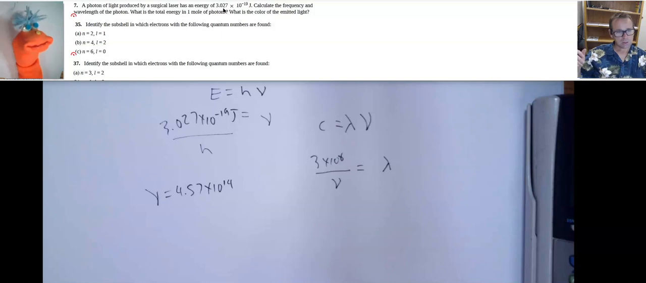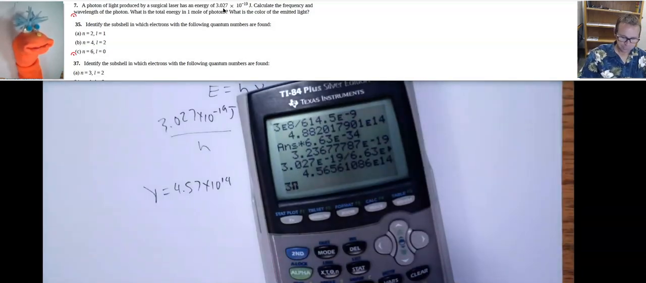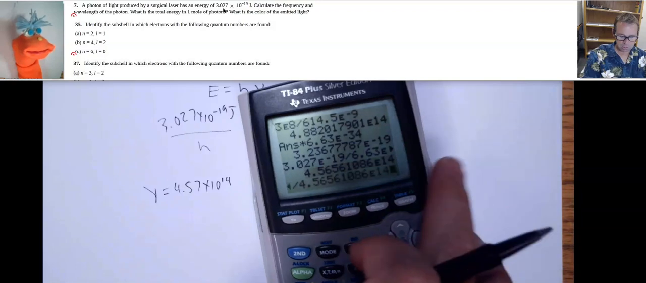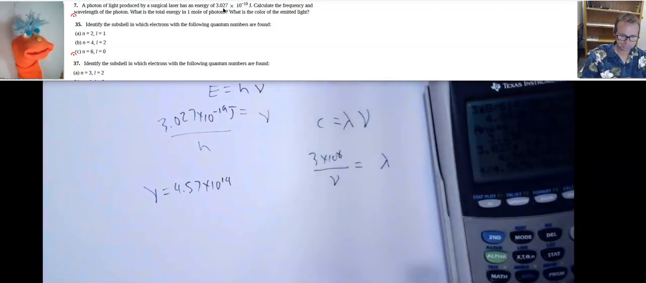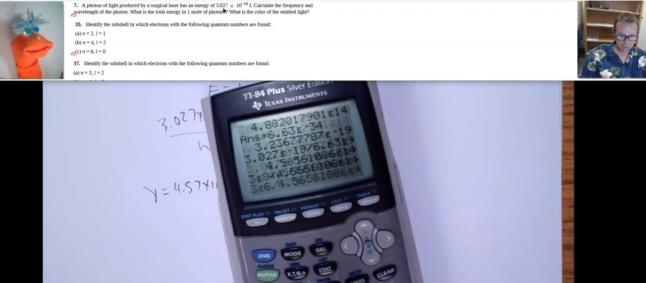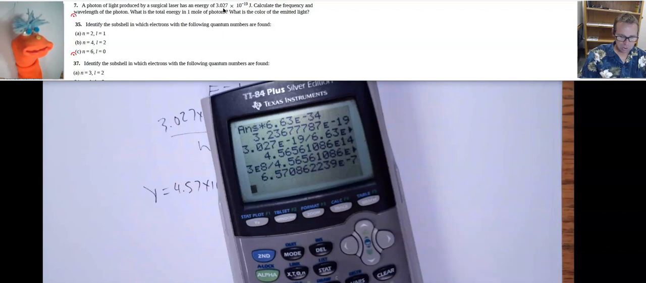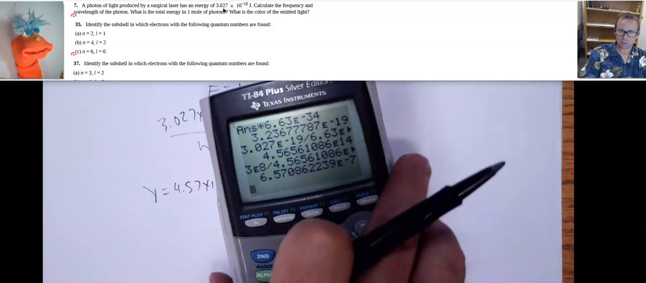All right. And now we need to take 3 times 10 to the 8th. The speed of light? Yeah, 3 times 10 to the 8th, divided by our frequency there, right? Yeah. And that will equal our wavelength, which is 6.57 times 10 to the minus 7.